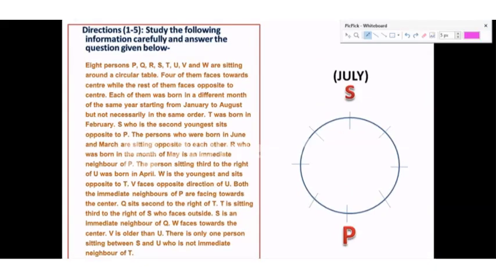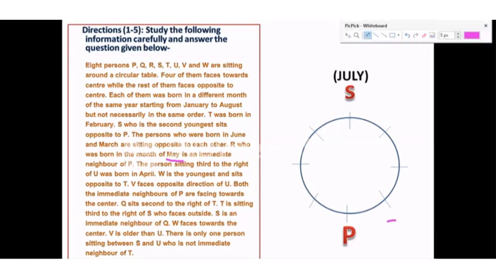So S is July and T is February. Next, the persons who were born in June and March are sitting opposite to each other. Now we don't know whether June will be right of S or left of S. Moving ahead for more clues, we are given that R, who was born in the month of May, is an immediate neighbor of P. R's month is May. Being a neighbor of P, R can be born before or after P.